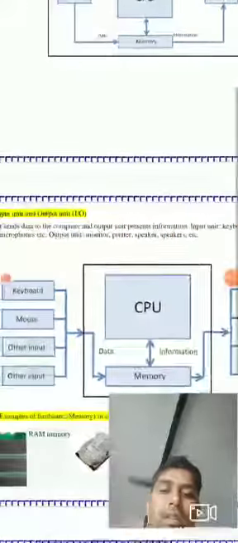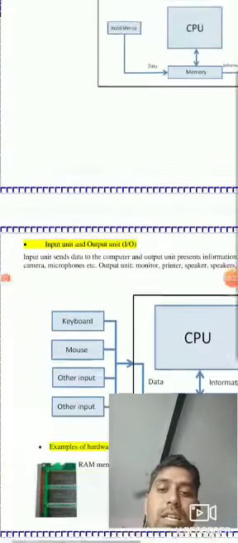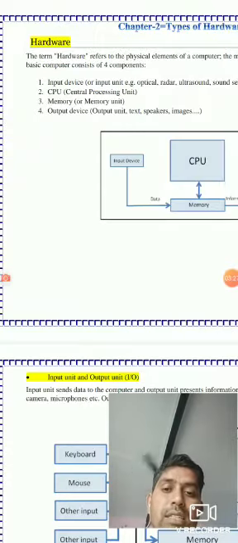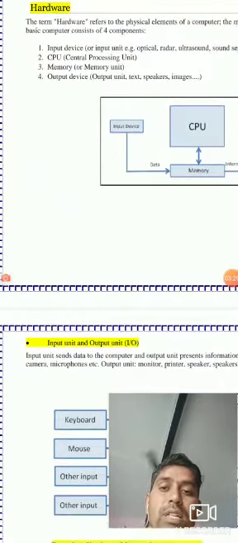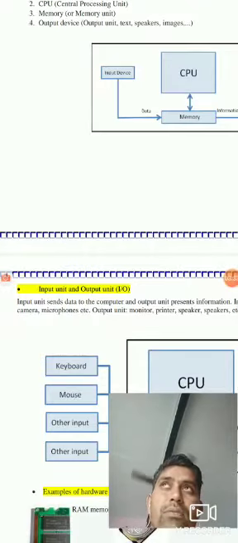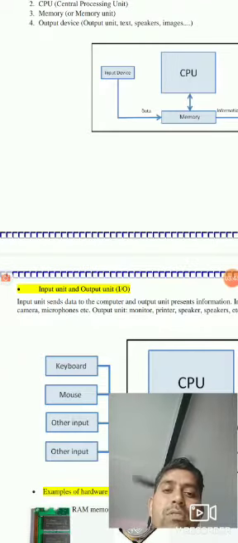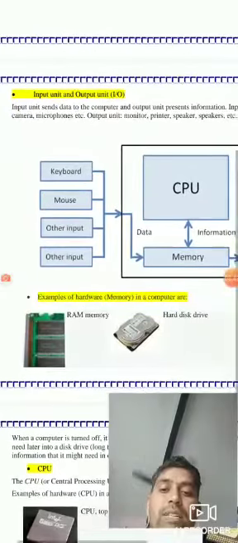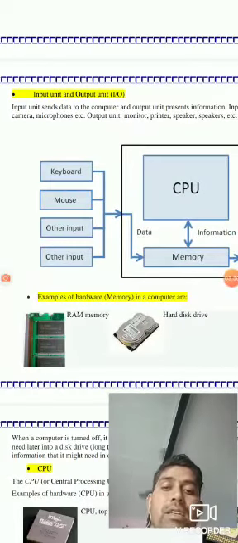Now the third important part is memory, which I already discussed here. Memory stores data in the form of bits, bytes, kilobytes, megabytes, gigabytes, terabytes. So lots of measurement units are there. 1 GB equals 1024 MB, 1 TB equals 1024 GB. So it is the capacity that we measure in bits, bytes, kilobytes, megabytes, gigabytes, etc.